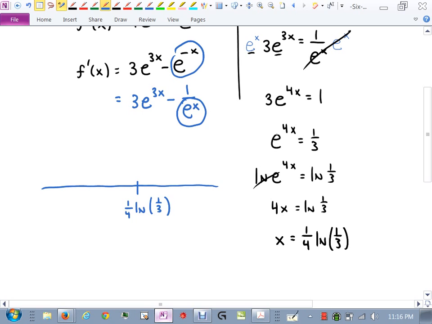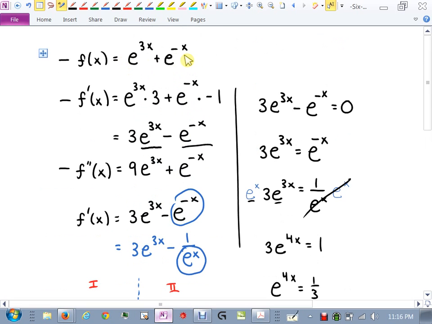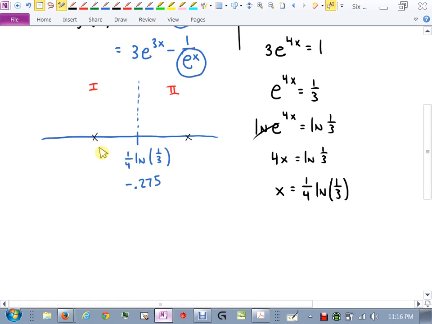And I get, this is approximately negative 0.275, let's say. Well, that breaks my number line up into 2 regions. So I've got this region here, this region here. All I have to do is pick any test point I want to the left of it and to the right of it. So anything I can think of, as long as it's in the domain of the original function, which, by the way, is always defined, so I can pick anything.